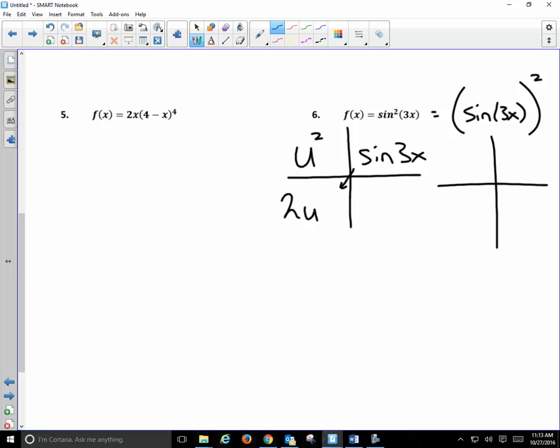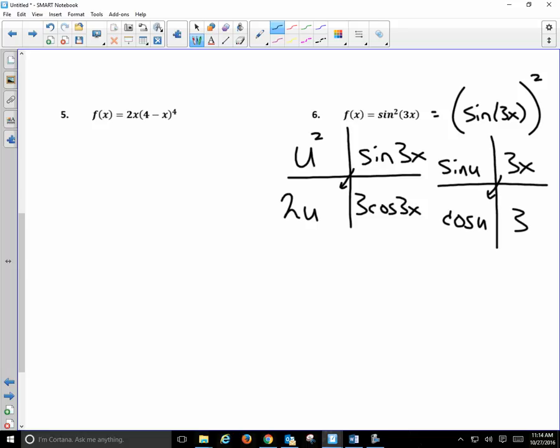What's the inside? What's the outside? What's the derivative of sine? What's the derivative of 3x? So the derivative of sine of 3x is 3 cosine of 3x. Agreed?